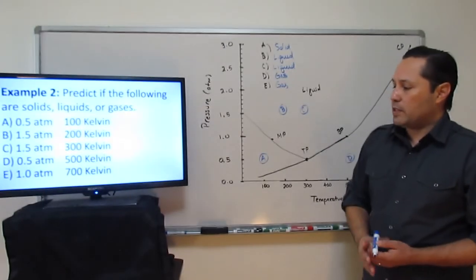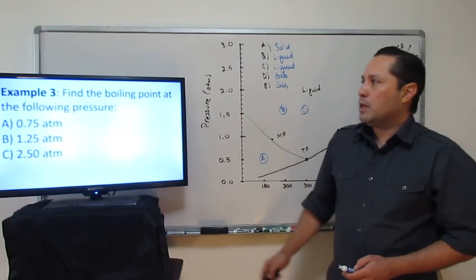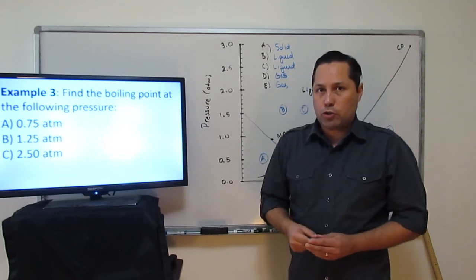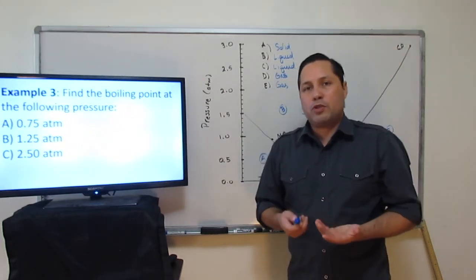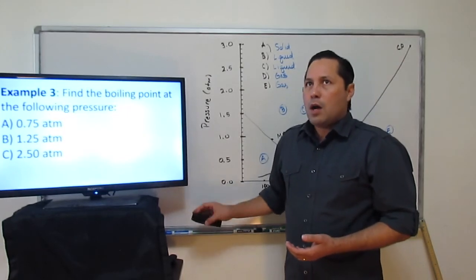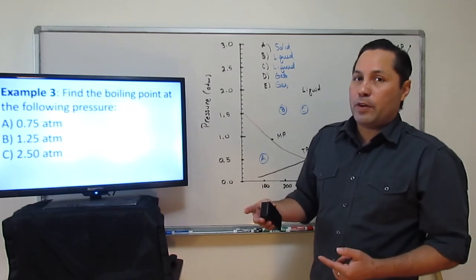All right, that takes care of example 2. Let's go ahead and take a look now at example 3. In this one, they ask you to find the boiling point at the following pressures. The boiling point of a substance, let's say for water, we would say the boiling point is at 100 degrees Celsius. But that boiling point can change depending on the atmospheric pressure.